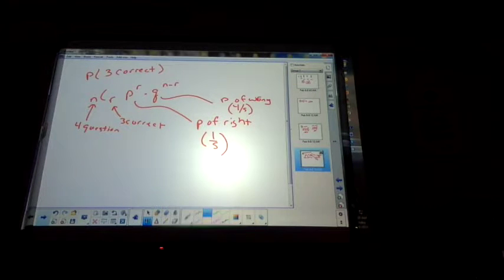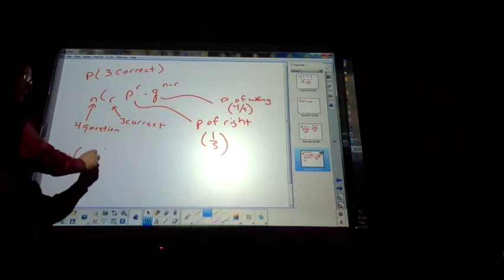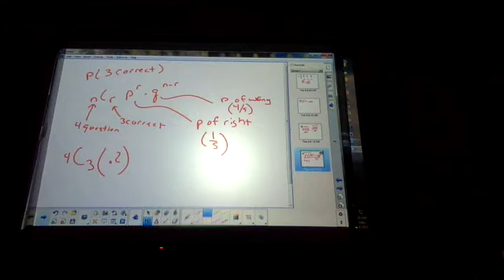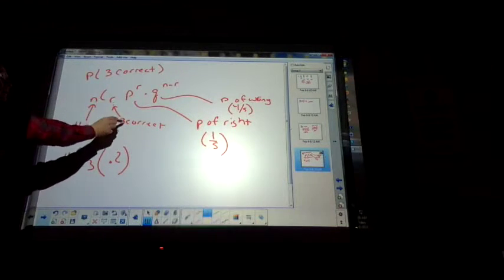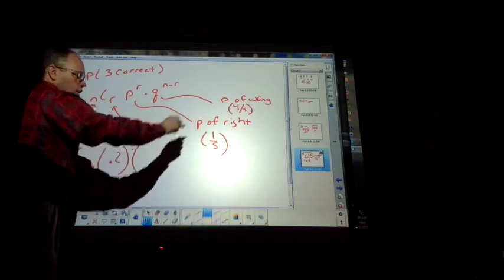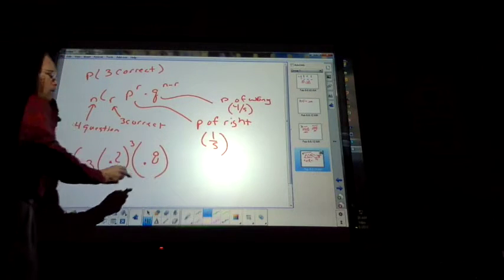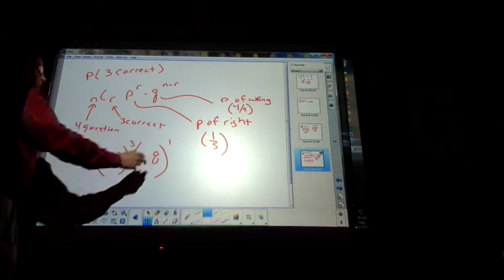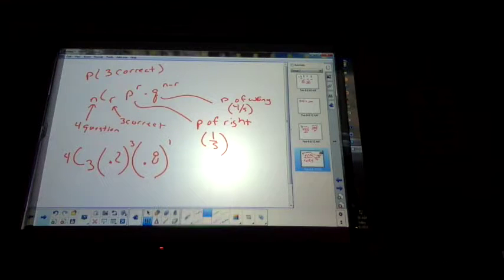Okay, so I'm going to plug things into this. It's going to be 4 choose 3 times 1/5, which is the same thing as 0.2. The R right here is going to match that R. And the probability of wrong is 4/5, which is 0.8. So I want 3 of those questions to be right, 1 of them to be wrong. Using your calculator, go 4C3, get an answer, and the calculator will handle it pretty nicely.